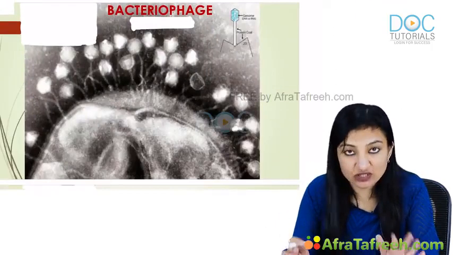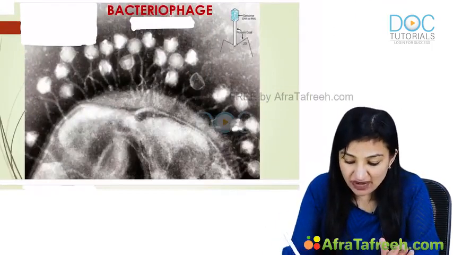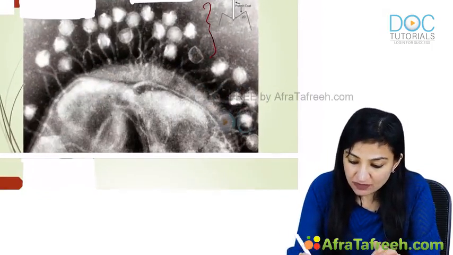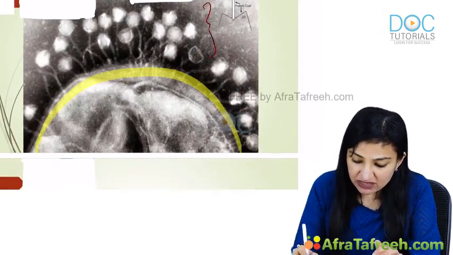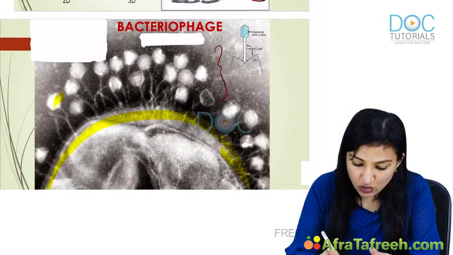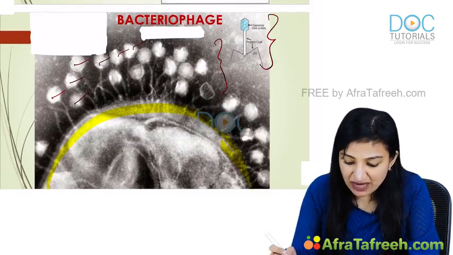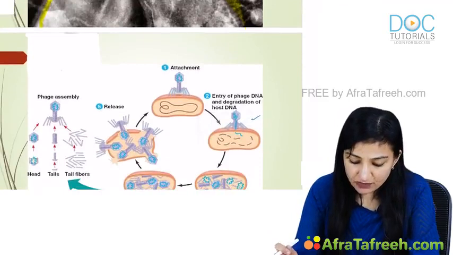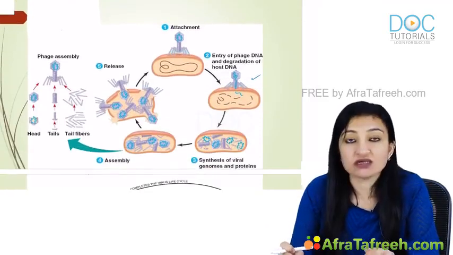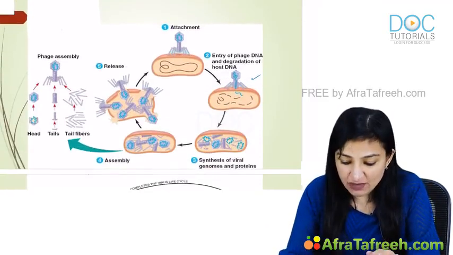This is the actual picture, the electron microscopic picture of bacteriophages. You can see this is a giant bacterium, and you can see all these are what? These are bacteriophages. Everything, all these are bacteriophages. So let us see what a bacteriophage will do when it attacks a bacterial cell.